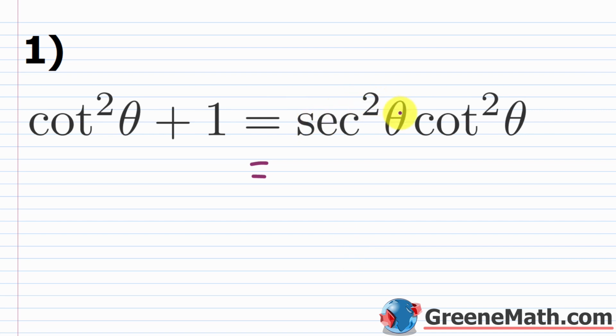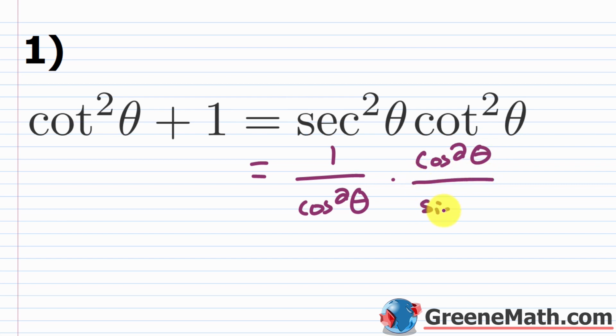So for secant squared theta, this is 1 over, we would have our cosine squared theta. Then I'm multiplying by your cotangent squared theta. I can say that's cosine squared theta over sine squared theta. So if you don't know what to do, you can write things in terms of sine and cosine and just see what's going to cancel. So this right here would cancel with this right here. And now I have 1 over sine squared theta.